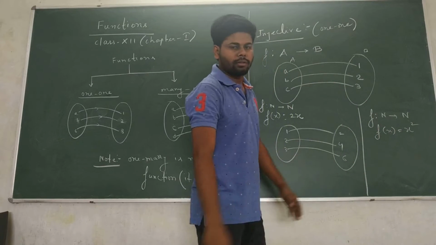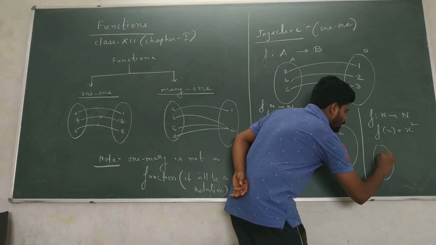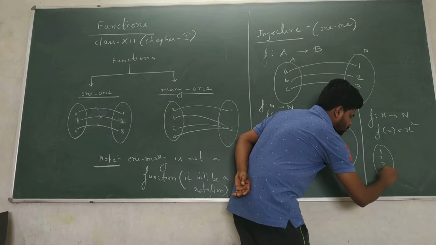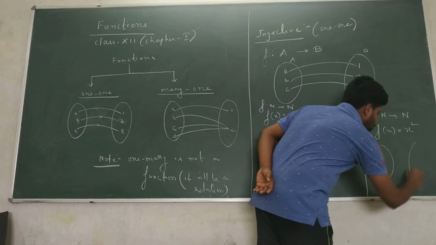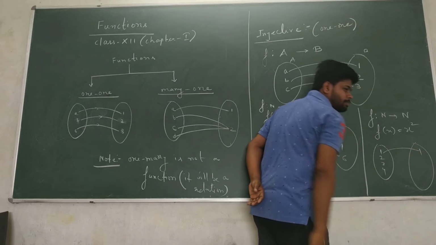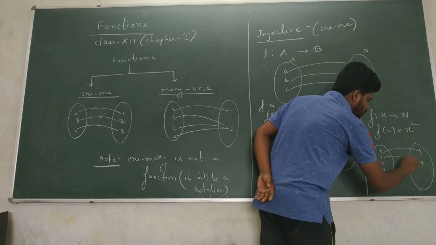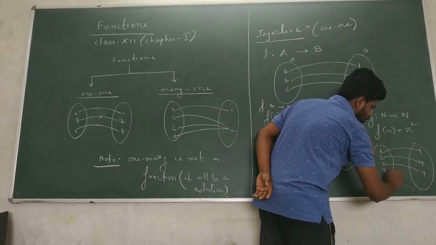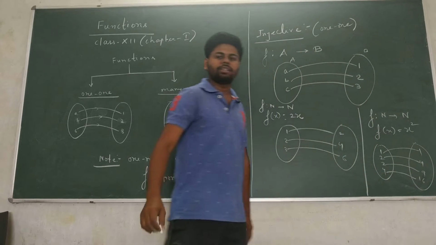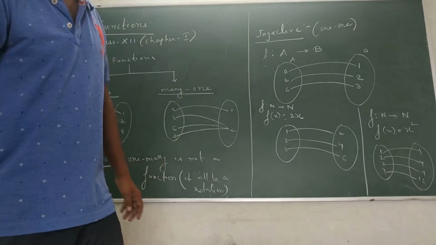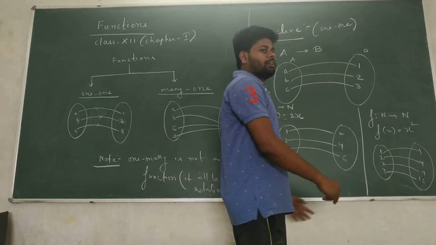So let us take f(x) equal to x square. If I take x square, now our elements are 1, 2, 3, 4, many are there. So 1 will go to 1. 2 square is 4, so 2 will go to 4, 3 will go to 9, 4 will go to 16. So you can say again it is 1-1. Yes or no? So these functions are 1-1 functions.